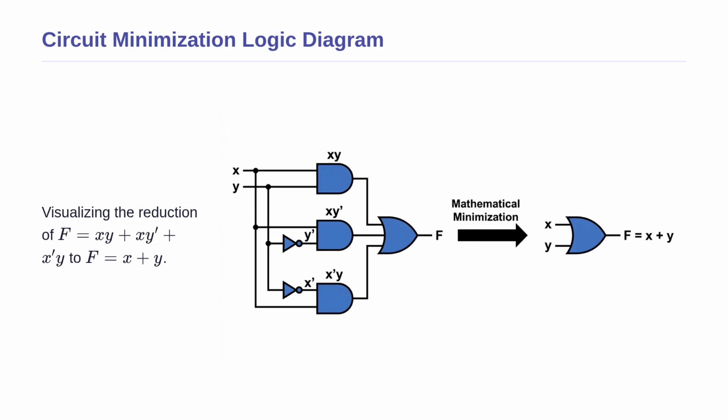To truly understand why we just did that math, look at this diagram. On the left is the physical circuit for our original unsimplified polynomial. It requires multiple logic gates, specifically 3 AND gates and an OR gate to process the inputs. On the right, after our mathematical minimization, the exact same logical truth is achieved with just one single OR gate. This visual proves how algebraic simplification directly translates to building simpler, more efficient physical hardware.